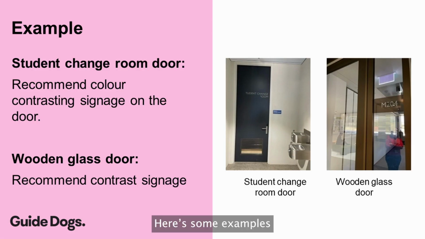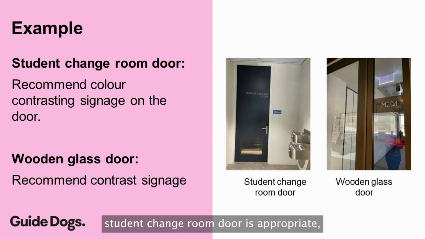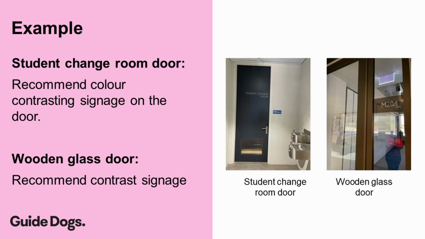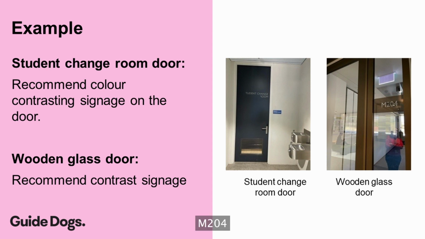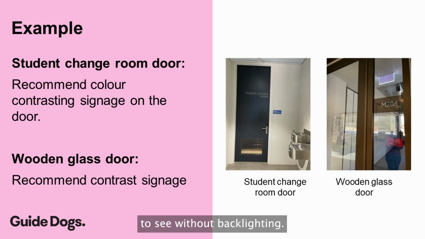Here's some examples. The blue signage next to the student change room door is appropriate, but contrasting colour signage on the door is recommended. And on the wooden glass door, M204 signage is difficult to see without backlighting. More contrast signage is recommended.